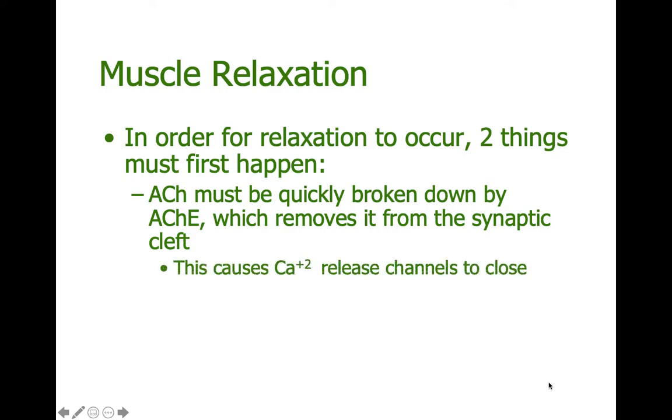This is going to cause the calcium ion release channels to close. It causes them to close because we've broken that connection between the receptor molecule and the acetylcholine, so the impulse is no longer traveling along the sarcolemma and down through the T tubules. When that signal is no longer being moved along that system, the doors are going to close. The calcium ion release channels are going to close. So that's the first thing that has to happen. We've got to get rid of the acetylcholine so that the doors can close.